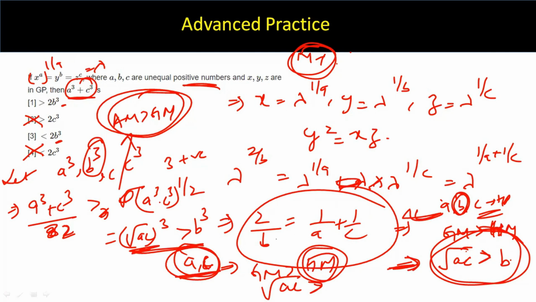If A, B, C are in HP, we know B is the harmonic mean of A and C. Hence, this equation will come from there. This is like that subjective method. Clear? So the answer will be 1.